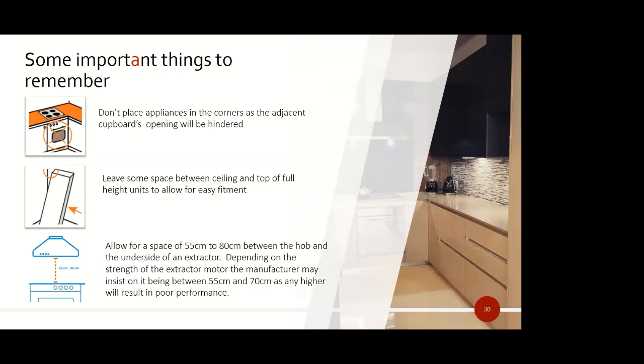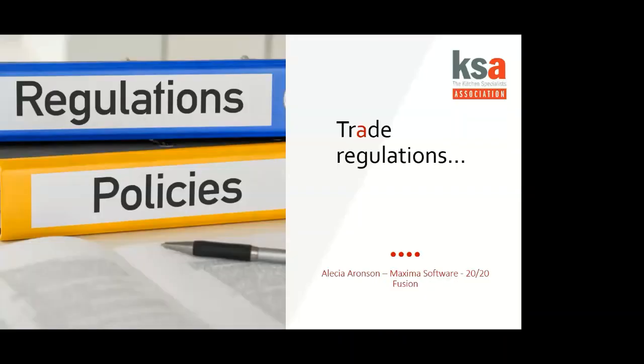Also, when you look at your hob and your extractor, consider leaving a space of anything 55 centimeters to 80 centimeters. This will also depend on the specs of the appliances you're going to be using, which might dictate a certain height between the work surface and the extractor to allow for a proper flow of air. And that's from my side. Back to you, Alicia, for some trade regulations.